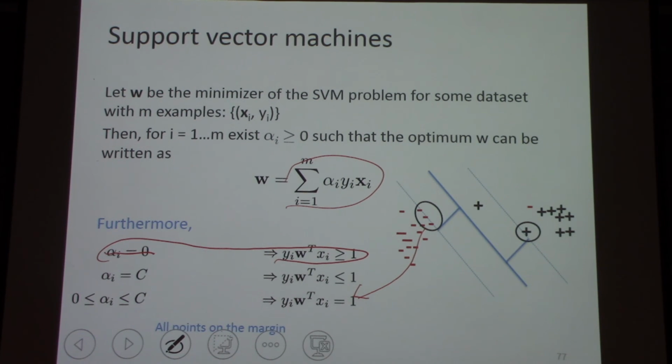Is C a value between 0 and 1? No. C is a positive number. C is the hyperparameter that you give that trades off between overfitting and underfitting. It's the constant on the hinge loss. Questions? Other questions?